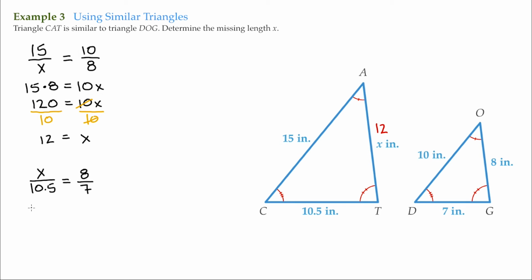We cross multiply. We have 7x. That's equal to 10.5 times 8. That's 7x. 10.5 times 8 is 84. We then divide both sides by 7. The 7s will cancel. Therefore, x, again, is equal to 12, which matches what we did originally. As a matter of fact, that's what you should do. You should do a couple of different corresponding sides just to make sure that your measure is the same.